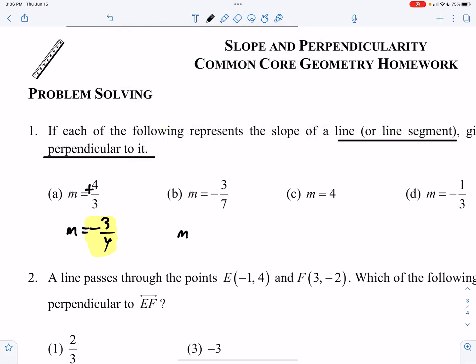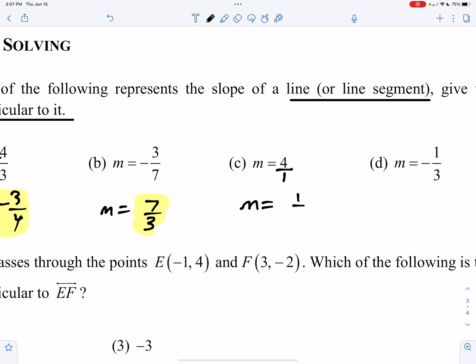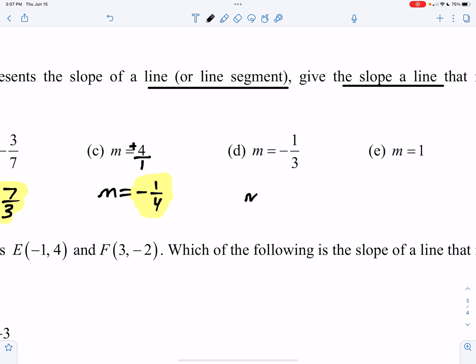Okay, same thing here. Reciprocal, that's 7/3. Change the sign from negative to positive. Here, the slope is 4/1, so a negative reciprocal would be 1/4, and then change it from positive to negative. D, the slope would be 3/1, and we change it from negative to positive.